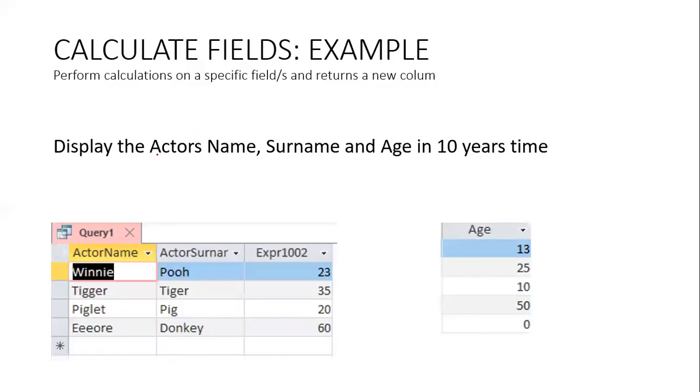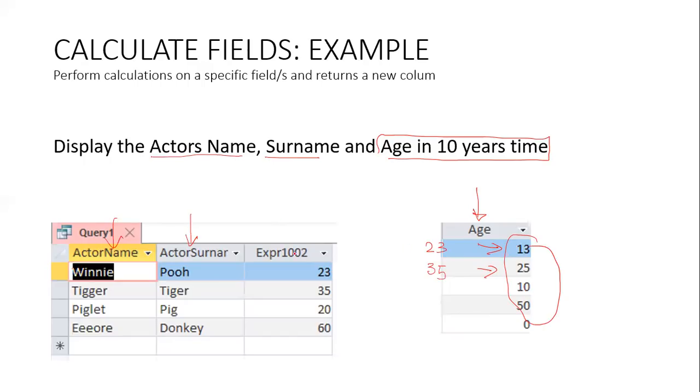So I want to display the actor's name. That's simple. The actor's surname, very easy. We've been doing many examples with that. But I want to know the actor's age in 10 years' time. Well, we know there's a field called age, and we've got all the ages. But what will the age be in 10 years' time? So if somebody was 13, in 10 years' time, they would be 23. And if somebody was 25, in 10 years' time, they would be 35.